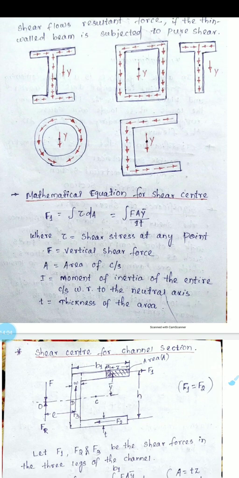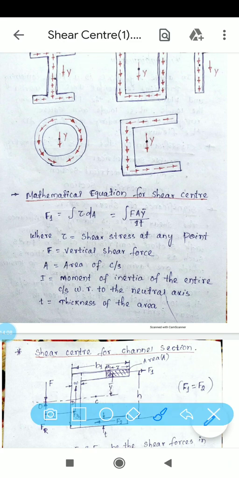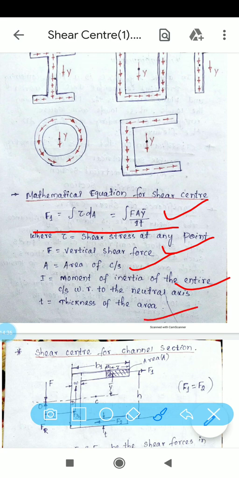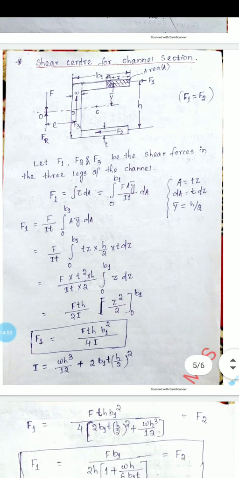Next is the mathematical equation for the shear center. You just remember one expression: F1 is equal to integration of tau dA is equal to integration of F A y bar divided by I t, where tau is the shear stress at any point, F is the vertical shear force, A is the area of the cross section, I is the moment of inertia of the entire cross section with respect to the neutral axis, t is the thickness of the area, and y bar is the distance from the center of gravity of the whole section to the center of gravity of the respective section. You can see another problem I have solved here.